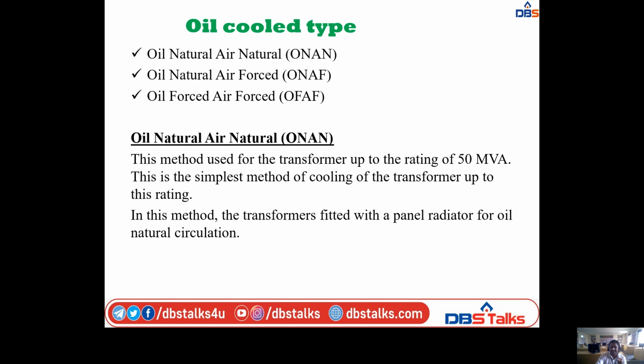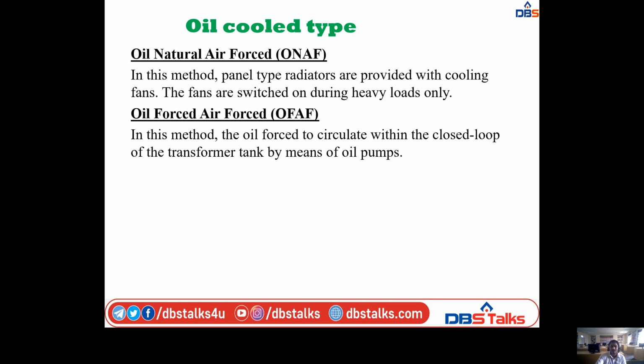In this method the transformer is fitted with a panel radiator for oil natural circulation. Here we are using a radiator to circulate the oil in the circuit. Coming to oil natural air forced, in this method panel type radiators are provided with cooling fans. The fans are switched on during heavy loads only. Coming to the last one, oil forced air forced type, in this method the oil is forced to circulate within the closed loop of the transformer tank by means of oil pumps. Like this, we classified the transformer into different types.